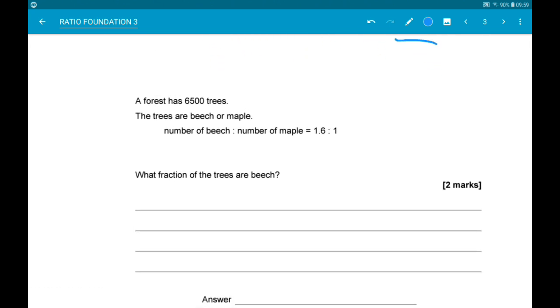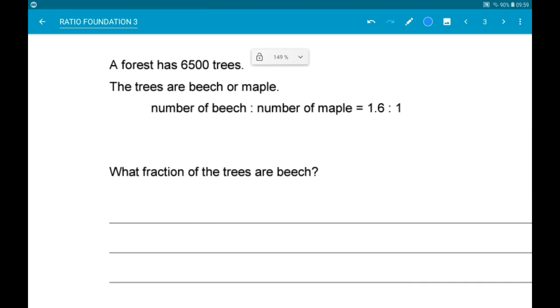Okay, next step. A forest has 6,500 trees. The trees are either beech or maple. The number of beech to the number of maple is 1.6 to 1. We are asked what fraction of the trees are beech. Okay, so beech to maple is 1.6 to 1.